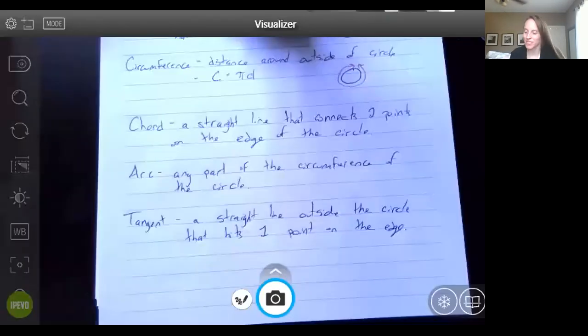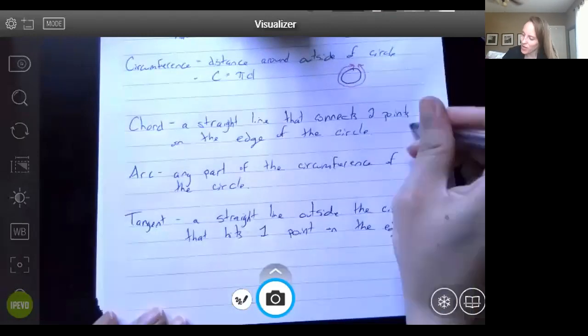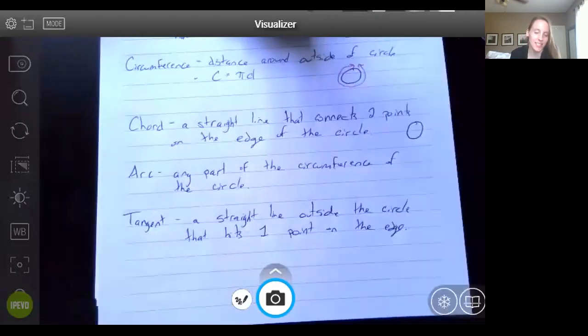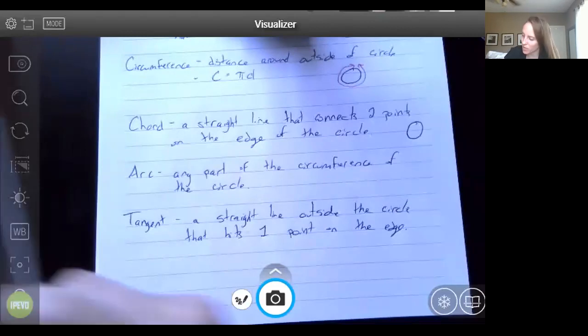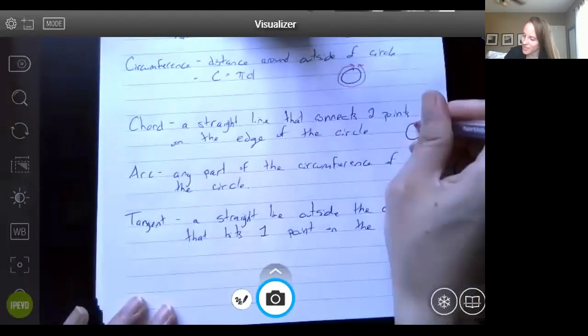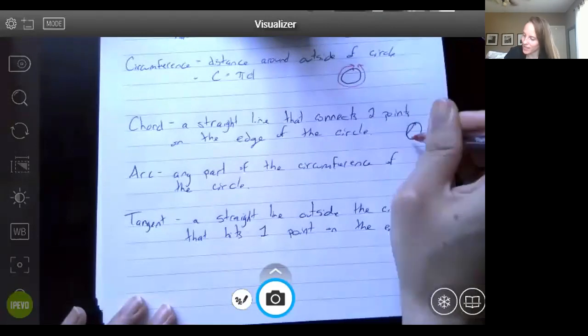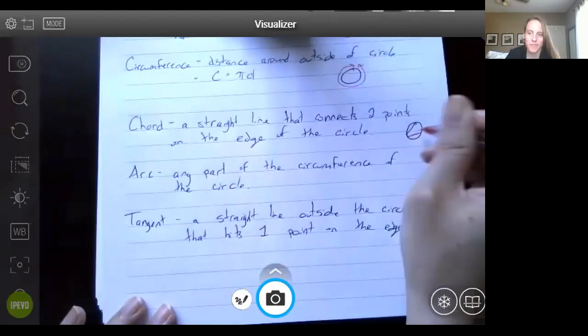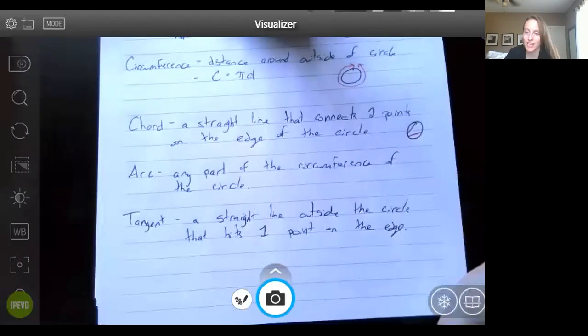And now for a couple definitions that you're probably not familiar with. A chord is a straight line that connects any 2 points on the edge of a circle. So a chord could look like this, or like this, or whatever. Technically, the diameter is also a chord since it connects 2 points on the edges. But any straight line that goes essentially the whole way across a circle, anywhere in the circle, is a chord.